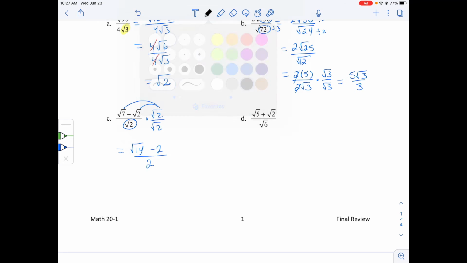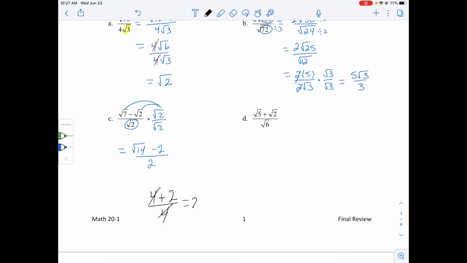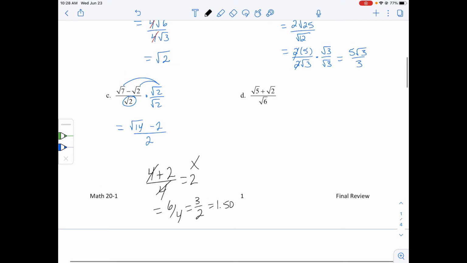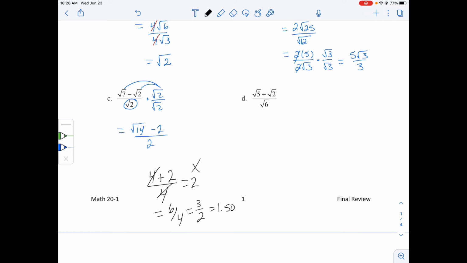And of course, we can think an example through if we had like 4 quarters plus 2 quarters, they're all quarters. 4 plus 2 quarters, that is definitely not equal to $2, right? That is incorrect. So I definitely cannot simplify like that. That would be 6 quarters, or 3 halves of $1, or $1.50. So definitely do not do this, okay? Do not do this here.